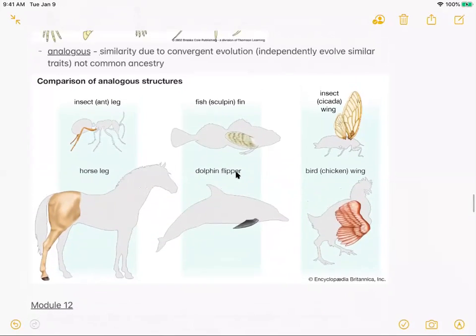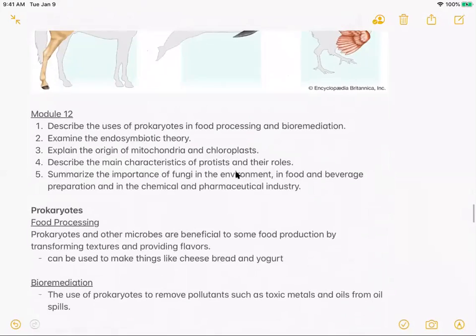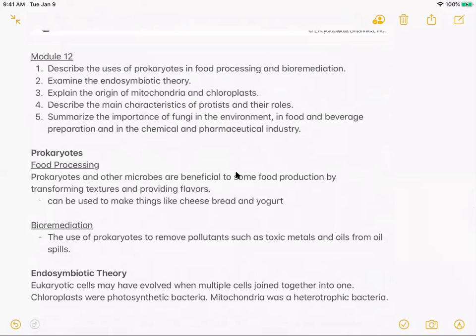So that is chapter 11. I know we're just kind of breezing through this. Are there any questions before going on to module 12?